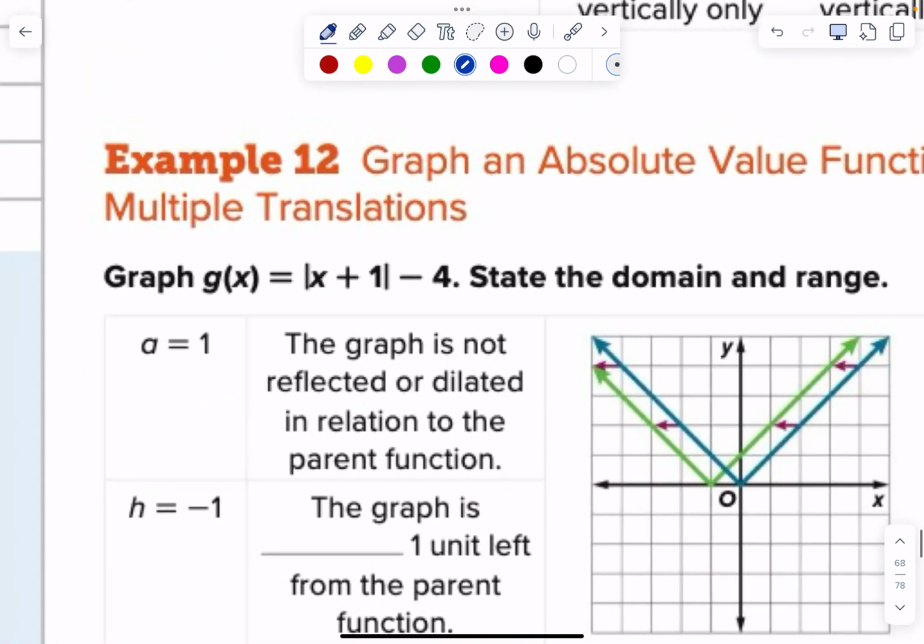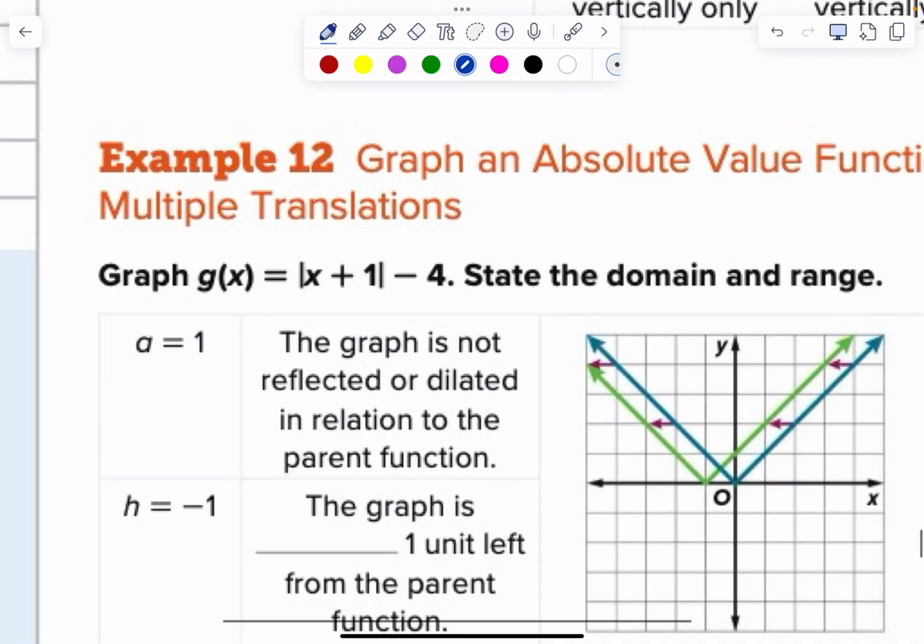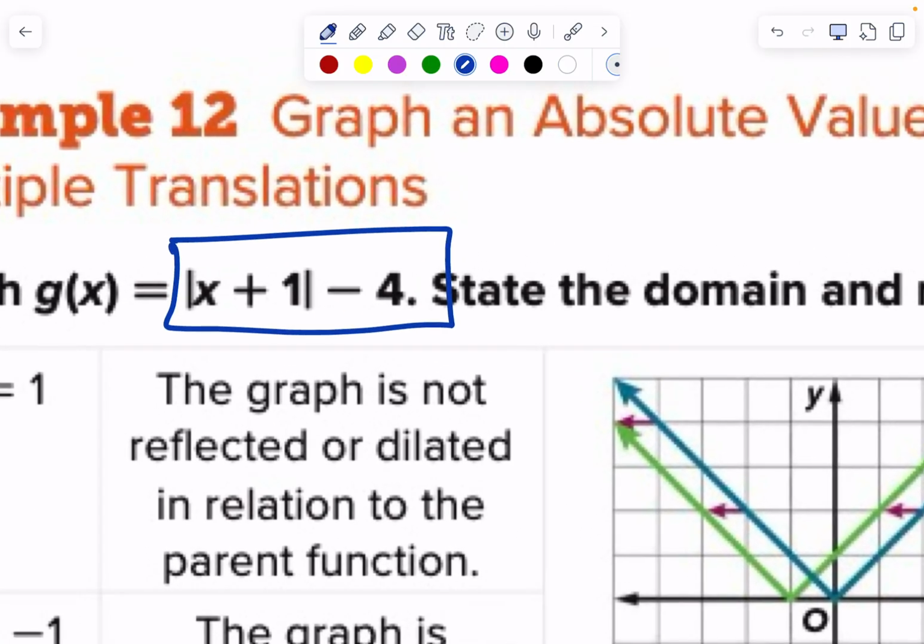Let's do example 12. I'm skipping over a lot just because we did this all on that sheet, right? So how many things are happening on number 12? 3? The negative is minus 4. It's not multiplying by 4. So there are only 2.